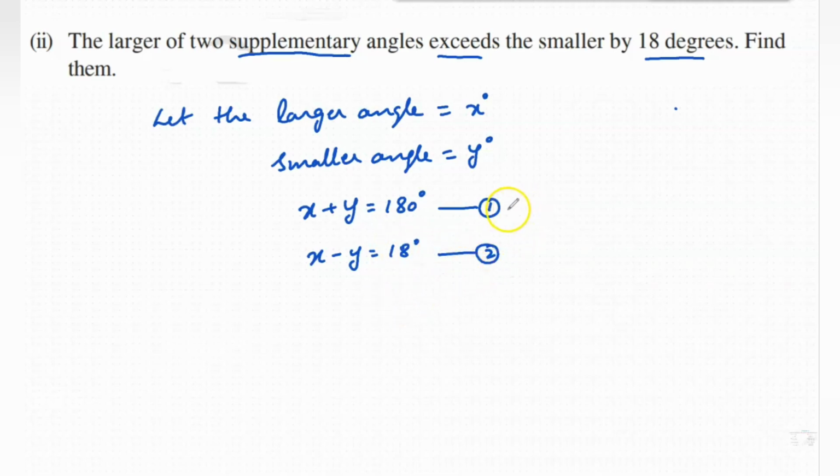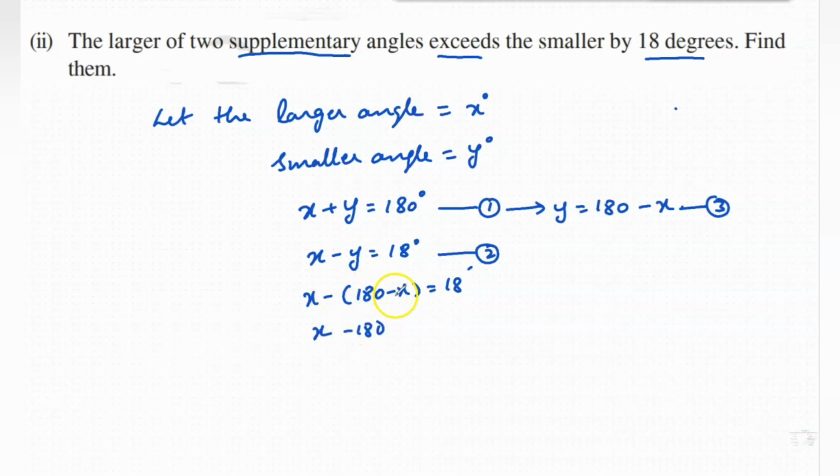From the first equation you can get y is equal to 180 degrees minus x degrees, sending x to the other side. Let it be equation 3, and put equation 3 in equation 2. Substituting equation 3 in equation 2, we get x minus, in the place of y I will write this, 180 minus x, is equal to 18 degrees. Now x, I'll open the bracket: minus sign, here plus sign, plus into minus is minus 180, and minus into minus is plus x, is equal to 18 degrees.